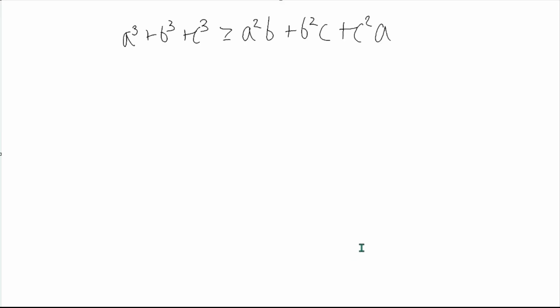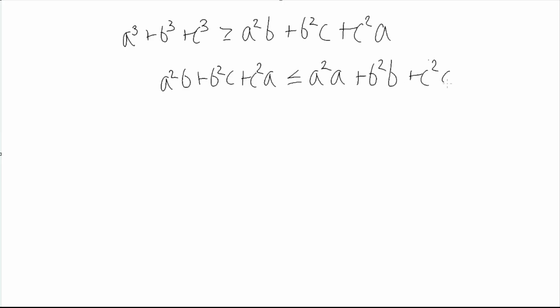Now we solved this using AM-GM earlier, but if we have the rearrangement inequality in mind, we can try splitting these terms here similarly to these ones. And we get a squared b plus b squared c plus c squared a is less than or equal to a squared a plus b squared b plus c squared c. So we really want to show that we have a rearrangement b, c, a of a squared, b squared, c squared, and we can always do better.